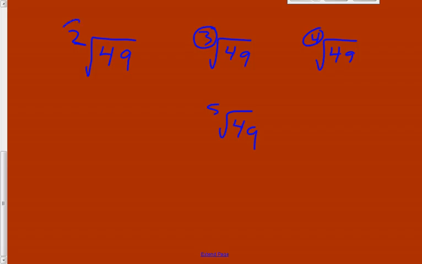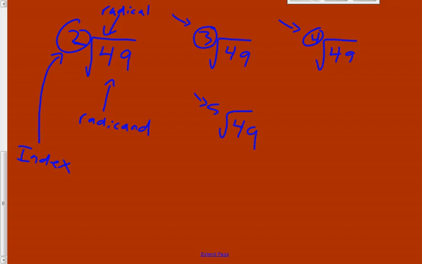What I want you to know with this is that this number right here is called the index. There's a special term for that. So the same thing with this 3, this is the index, the 4 is the index. That number in the top left there is called our index. This radical is called the radical sign, or a radical. The number underneath the radical, or it could be a letter underneath the radical, is called the radicand. And one more thing, if it was like 49 to the 5th power, this 5, no surprises to anyone, is called the exponent.